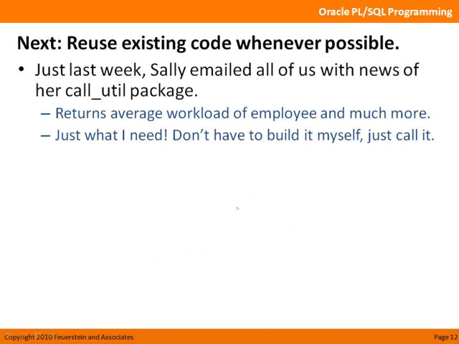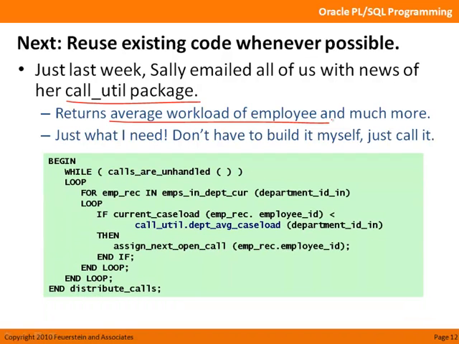In addition, of course, there are other people on my team writing code, and I realized that last week Sally emailed us all with news of her new call util utilities package. And one of the things it offers is returning the average workload of an employee. Fantastic! That's just what I need. So again, I'm not going to create a local subprogram. I'm simply going to call the packaged utility.